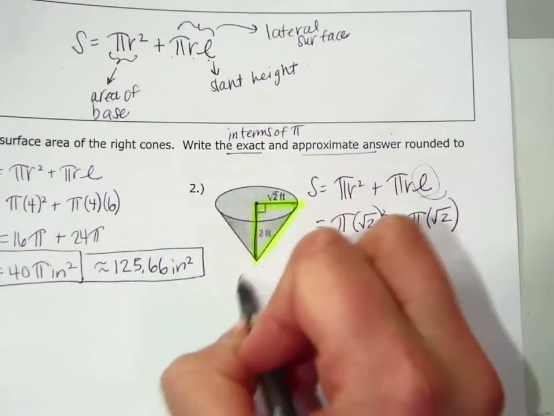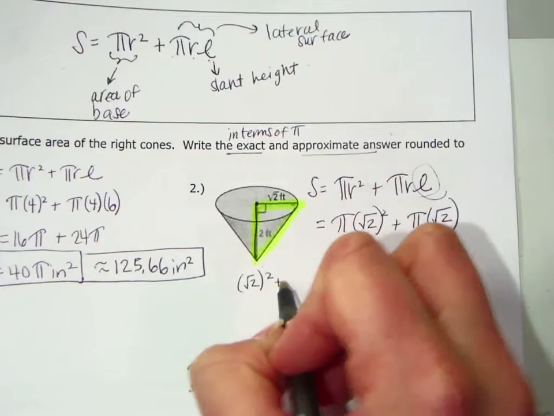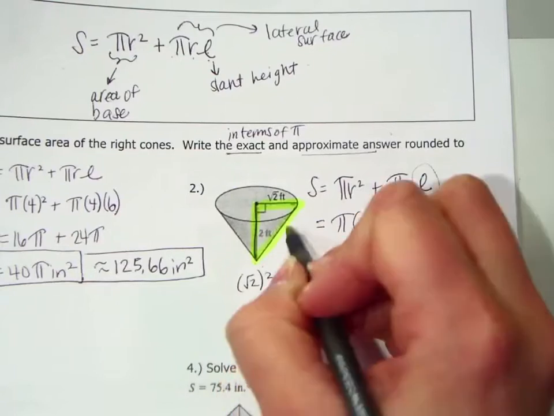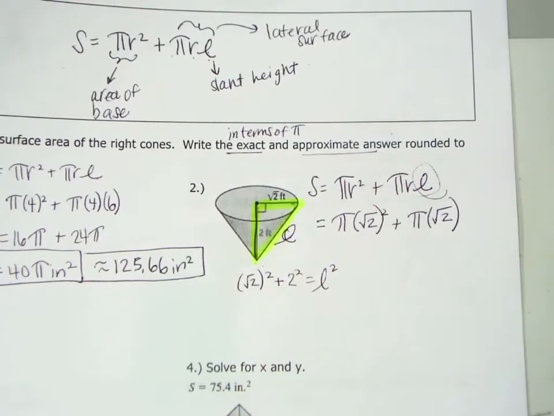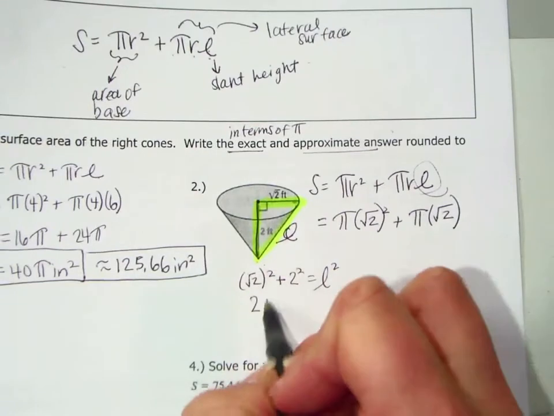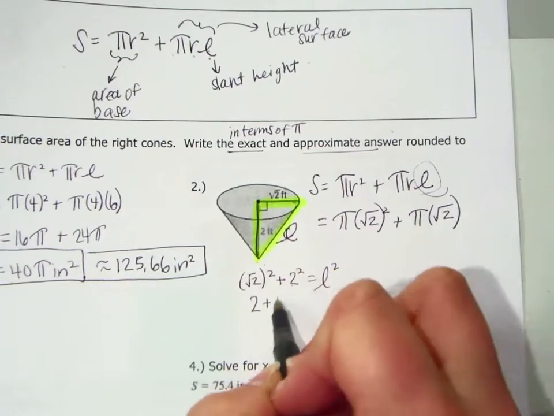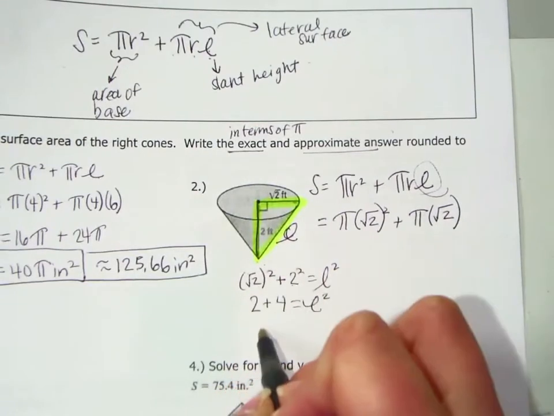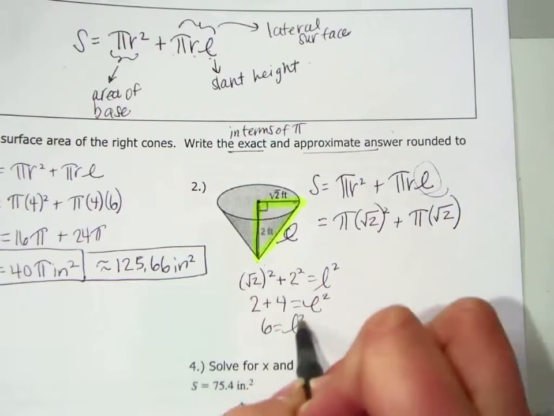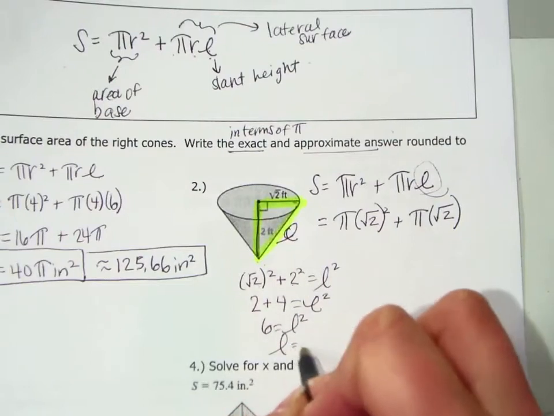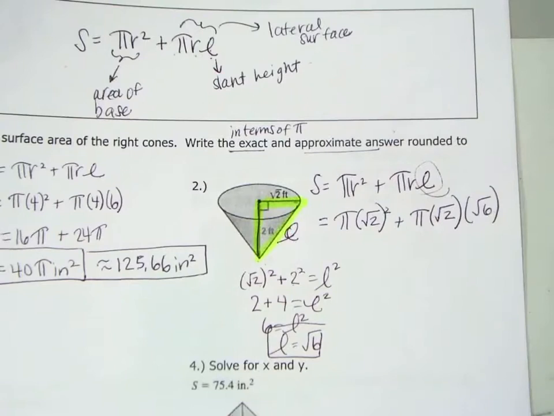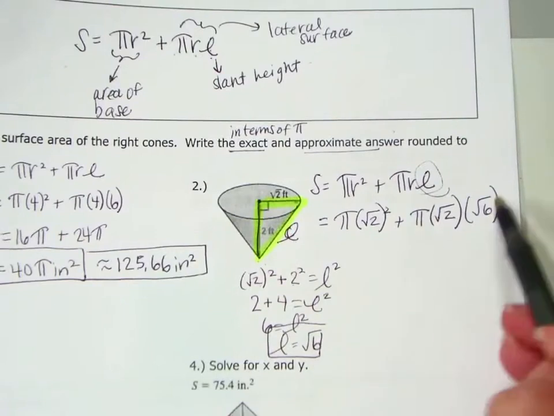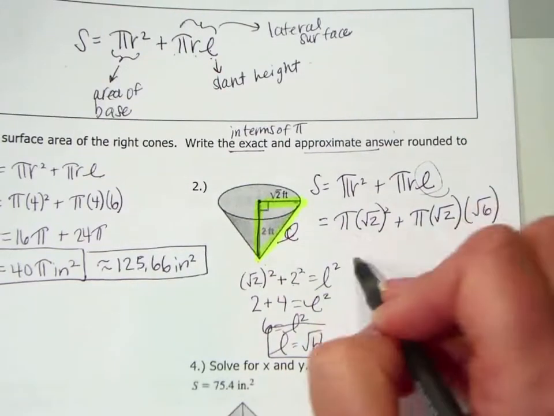So we would do radical 2 squared plus 2 squared, that will equal, we'll call that L, the slant height squared. Radical 2 squared is 2, plus 2 squared is 4, equals L squared. This is 6 equals L squared. When we take the square root, we're going to leave our slant height as radical 6. Don't approximate that to a decimal. So we can plug in that radical 6 for our slant height and then simplify.